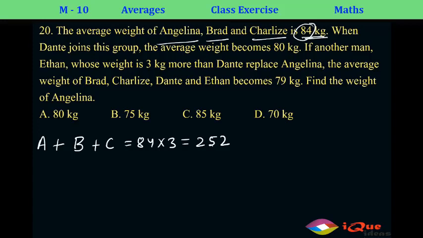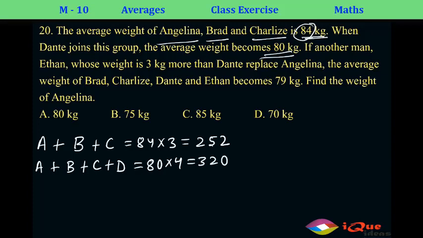Alright. Now when Dante joins this group, the average becomes 80. So after Dante joins, there will be 4 people: A, B, C and Dante, who stands for D. Their sum will be equal to 80 is their average and now there are 4 people. So 80 into 4 is 320.